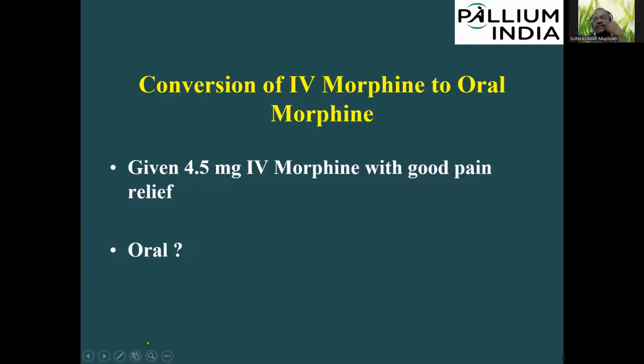So just see here, we have given 4.5 milligram of IV morphine for this patient. So this 4.5 milligram, we have to give every 4 hourly. Suppose a patient needs 10 milligram with injectable IV morphine titration. You need to give 10 milligram every 4 hourly. It's not 10 milligram per 24 hours. It is 10 milligram every 4 hourly.